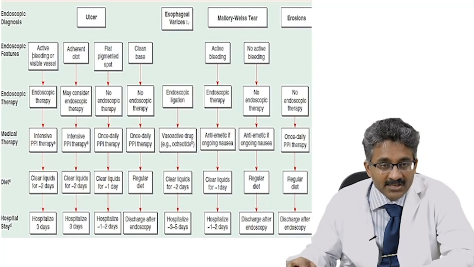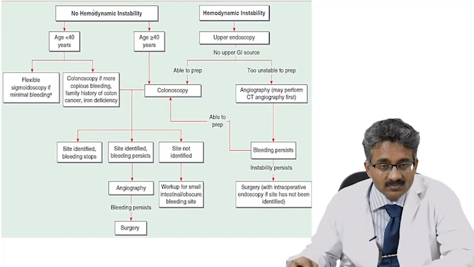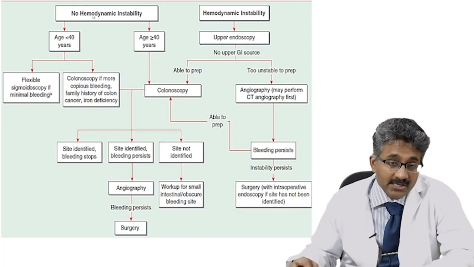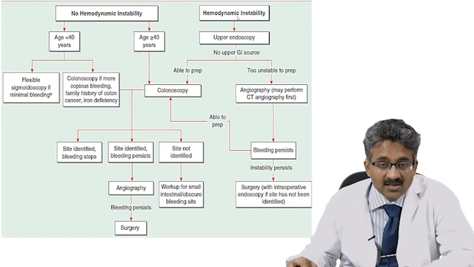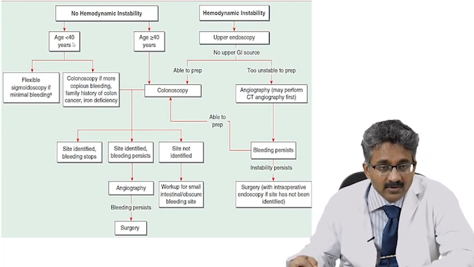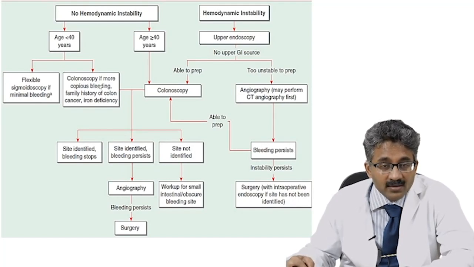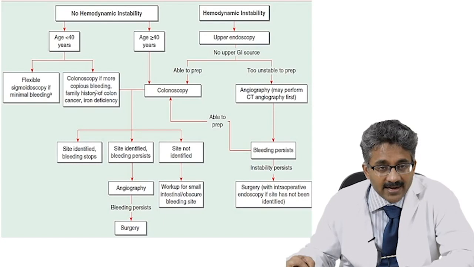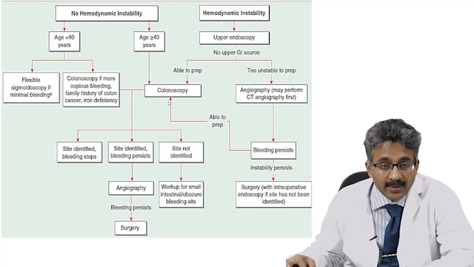Next we'll go, how do you manage a lower GI bleed? So whether the patient is having hemodynamic instability or no hemodynamic instability matters. If there is no hemodynamic instability and age is less than 40 years, you can just do sigmoidoscopy. If less than 40 years with no hemodynamic instability, colonoscopy is required if there is a family history of colon cancer or iron deficiency anemia. But more than 40 years with lower GI bleeding, you have to do colonoscopy.